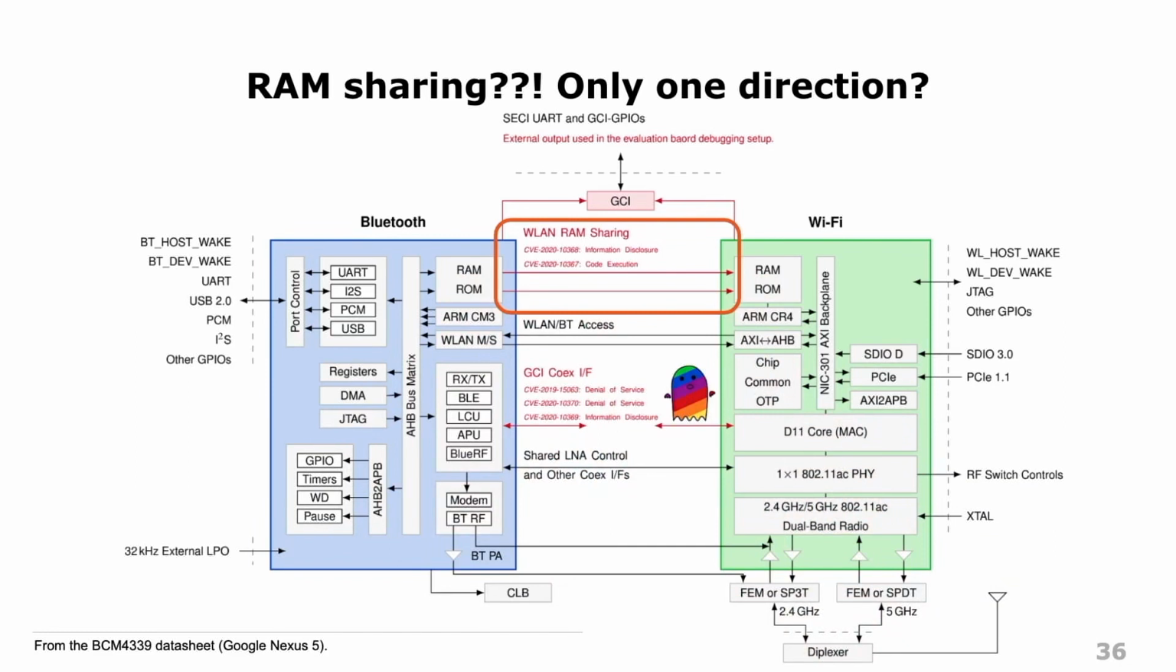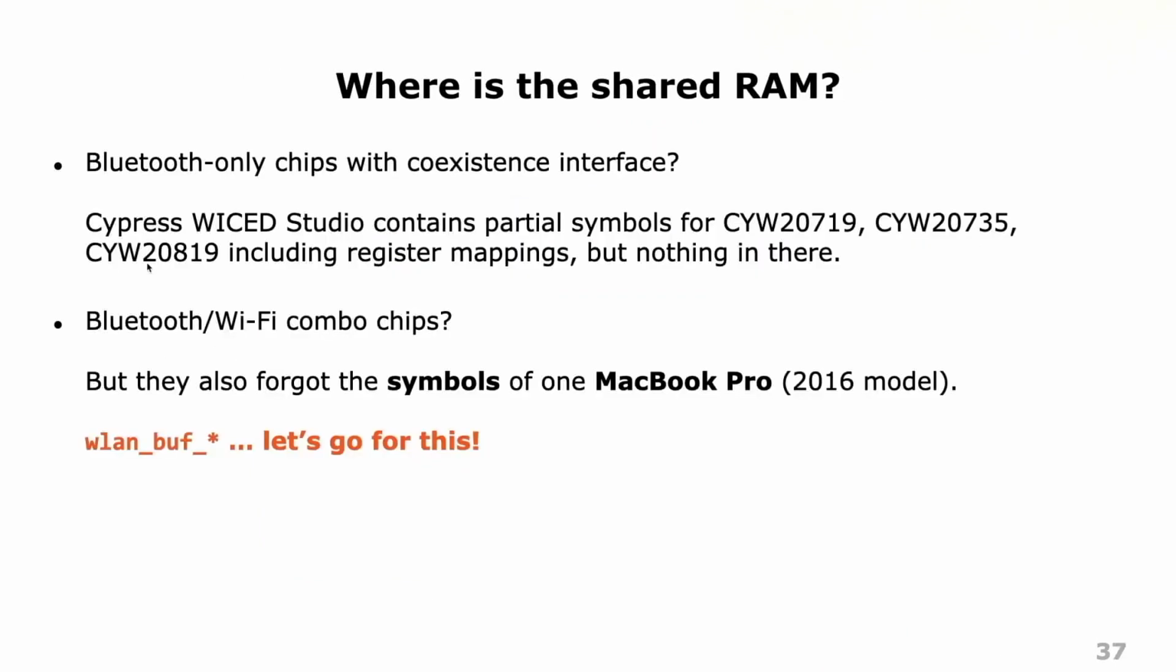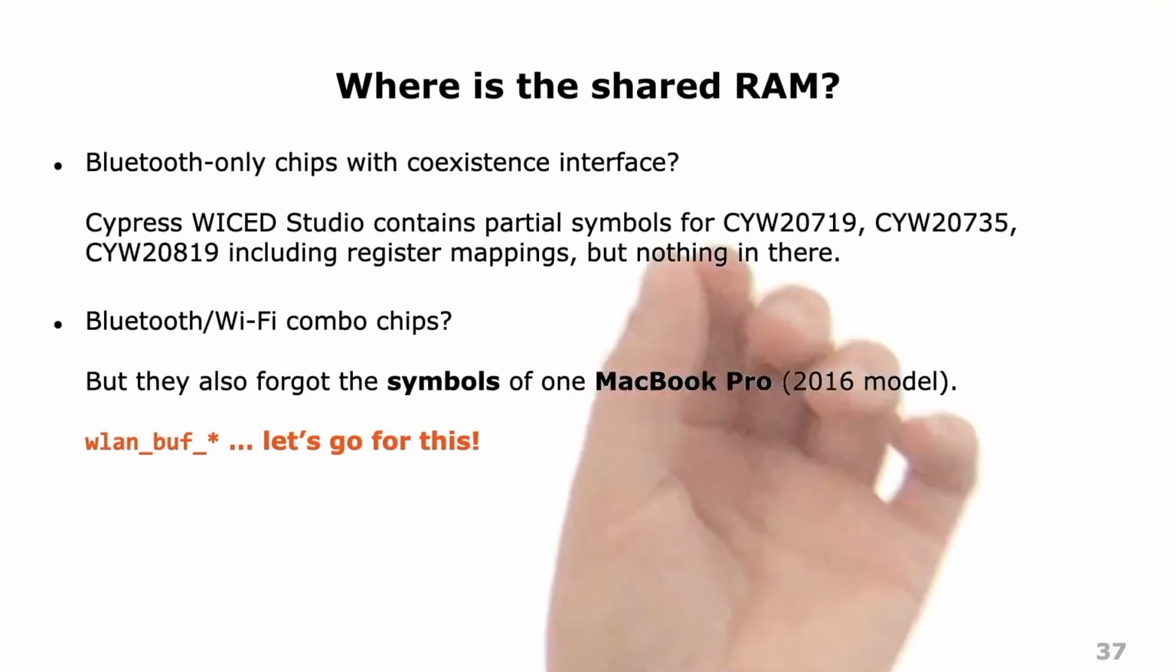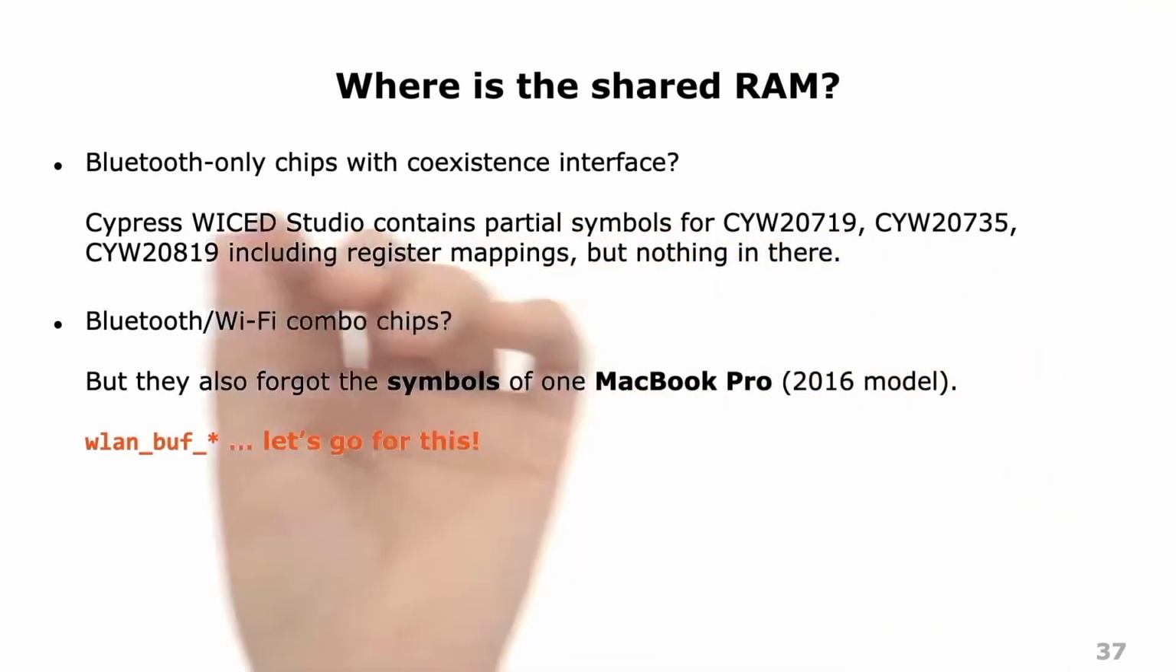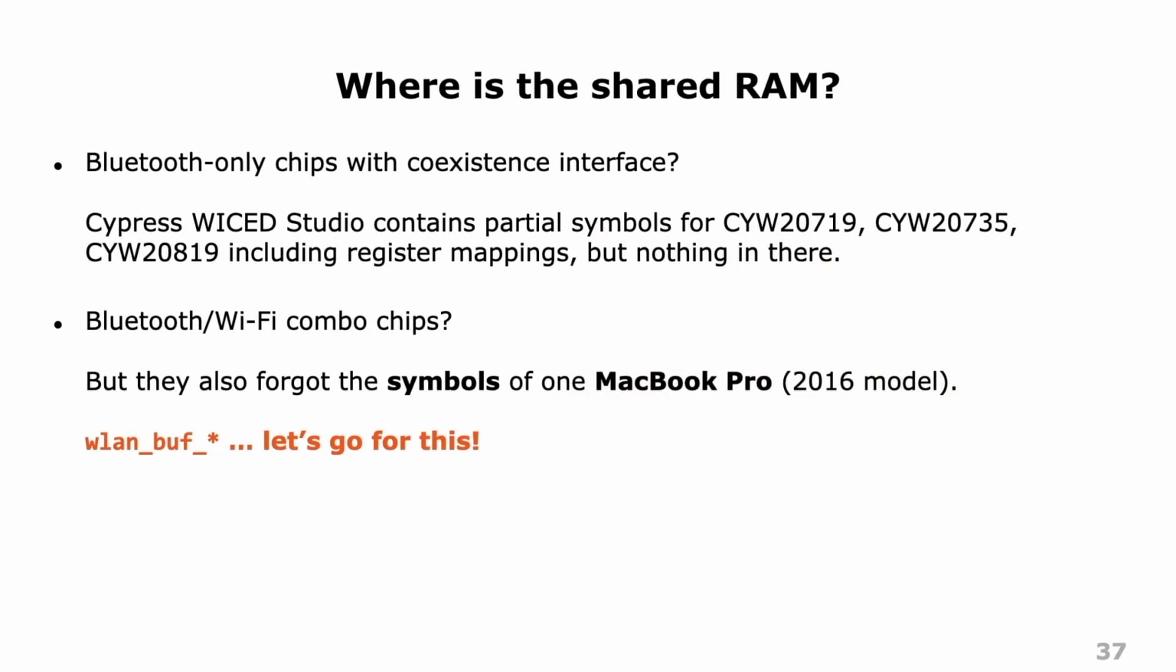So I was like, okay, I want to find it. Where is it? Where is this shared RAM? So where is it? Well, then I started looking in the Vice Studio, and the Vice Studio has a few symbols for the Cypress boards that also include registers, and nothing called WLAN, Wi-Fi, whatever, also not in the coexistence registers, everything empty.